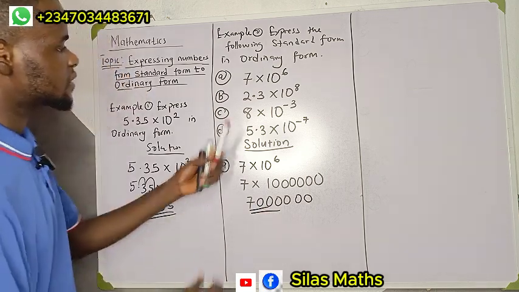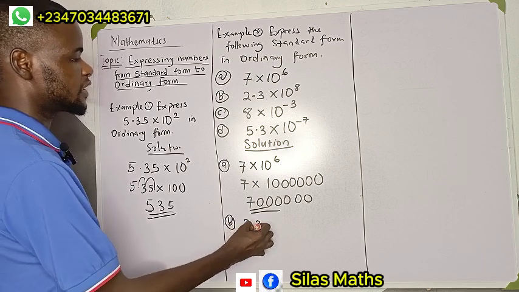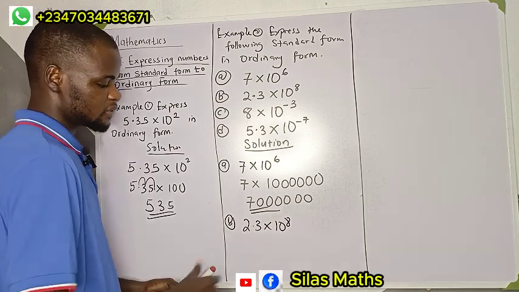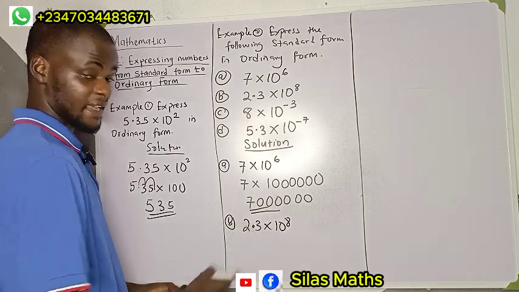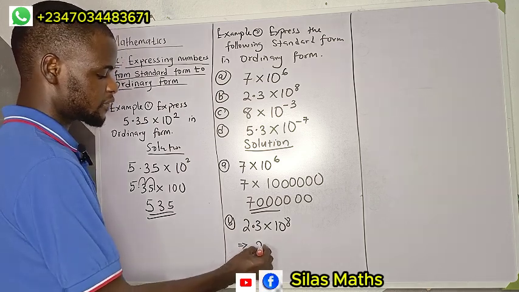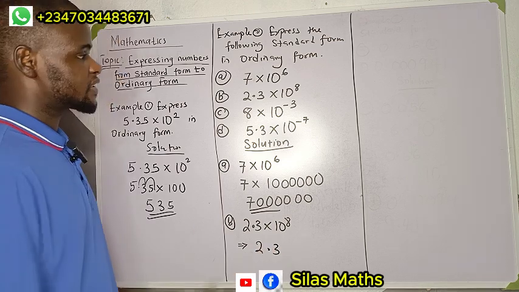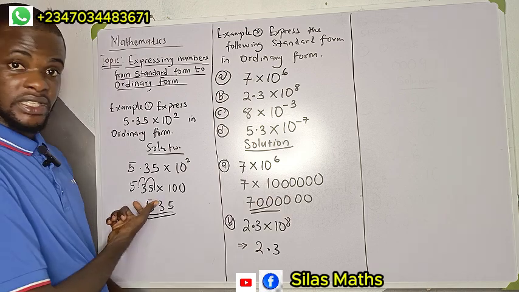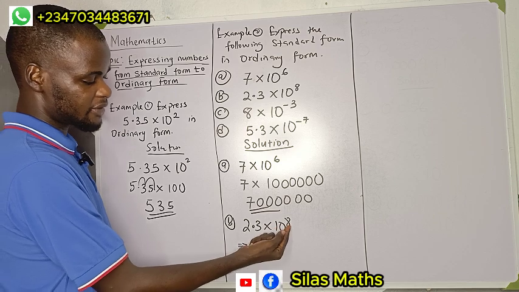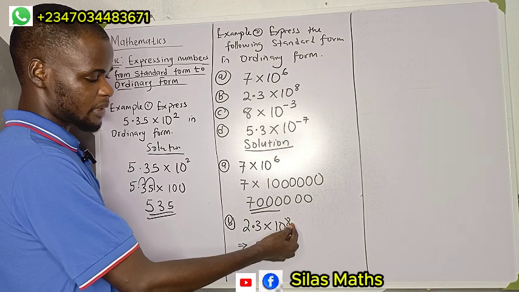Okay, now let's consider the second one, that is B. I have 2.3 times 10 raised to the power of 8. Very simple. This time around, look at where the point is. The point is here. So we are going to have the number 2.3. Now I would have established something here initially, like what we did here. We shifted the point twice. This time around I have the power of 8, so I'm going to shift this point 8 times, because my power here is 8.